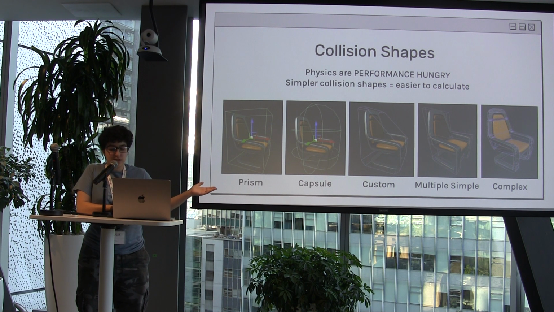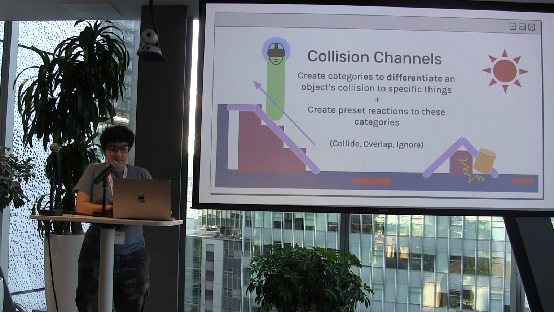For our game, we used a lot of multiple simple shapes, and when we could, we used completely simple shapes. But the fun part is when you get into collision channels, and hopefully this part can be relevant to you all too. You can create categories to differentiate an object's collisions from each other, and create preset reactions to these collisions. So you can have specific items choose to collide with specific objects, overlap with them, or ignore them.